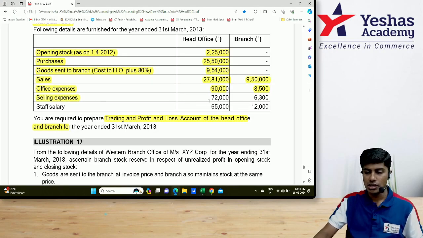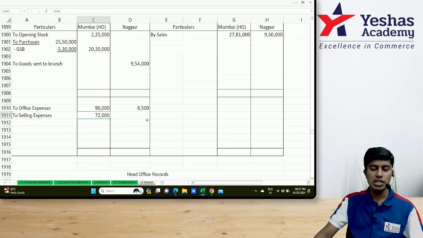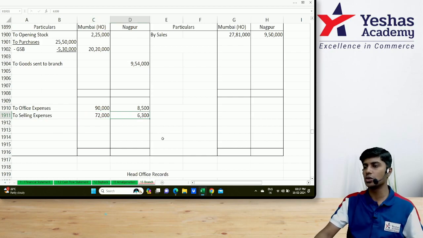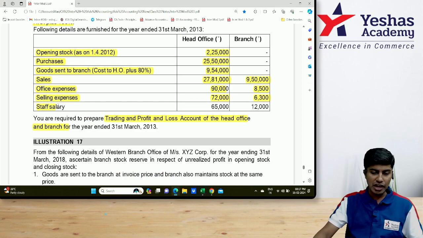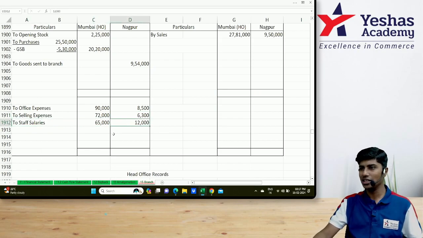Selling expenses 72,000 at head office, 6,300 at branch. Let me write here selling expenses 72,000 at head office, 6,300 at branch. Got it? After that we have staff salary 65,000 at head office, 12,000 at branch. These are all an easy cakewalk. Staff salary 65 and 12, easy.